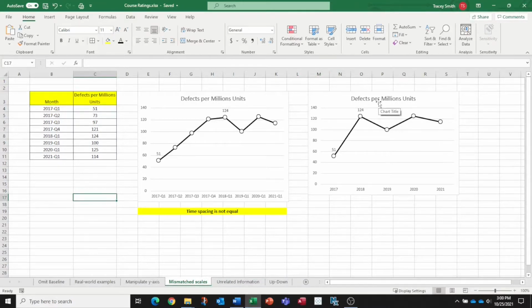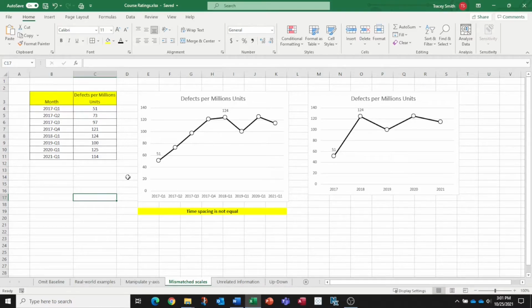So we had our chart, our defects per million units produced, and we had that jump from 51 to 124. Our chart did 1 year for essentially every tick mark on the x-axis. So I'm not showing the tick marks, but essentially we have 1 year for every segment of the x-axis. So let's take a look at what happens over here. In this particular version, we've got 2017 broken into each quarter, and then we've got all of the full years after that, where we're showing the Q1 value of each year.